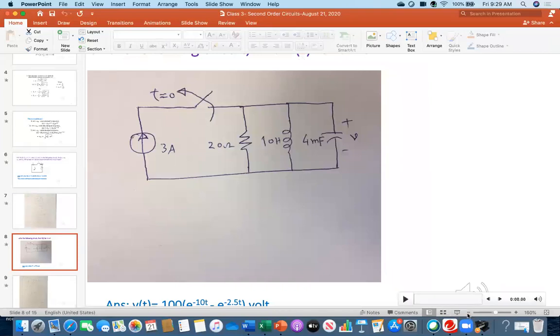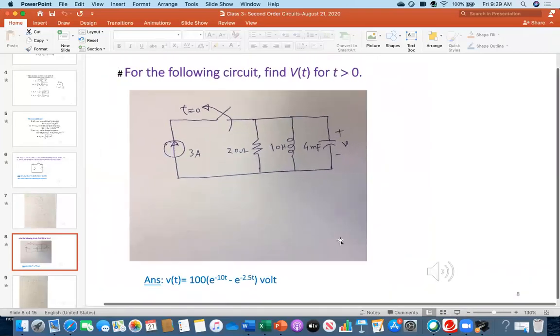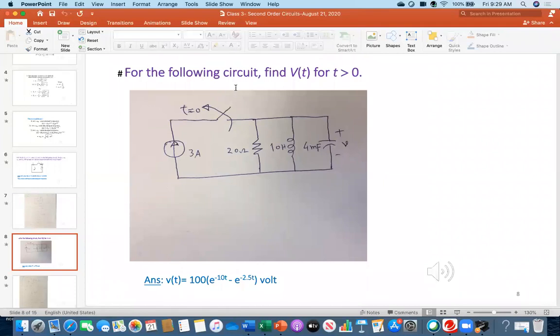In this case, what was the problem? For the following circuit, find v(t), the voltage across the capacitor, for t greater than 0. Everybody look at the circuit. On the leftmost side, there is a 3 ampere current source, and initially the switch was closed.